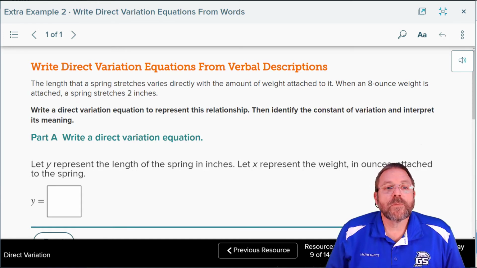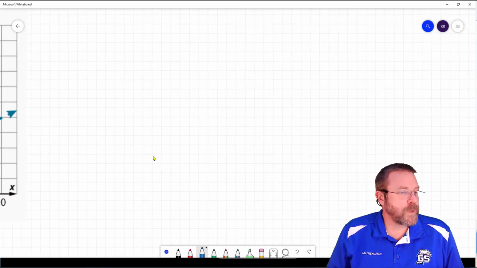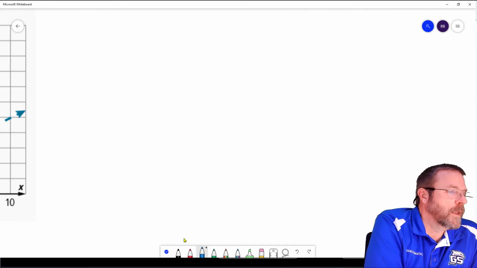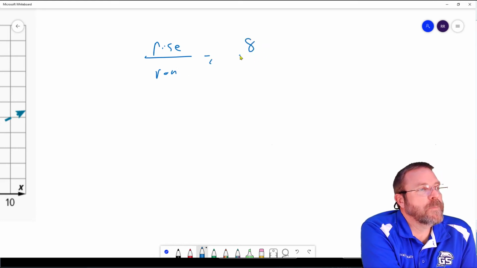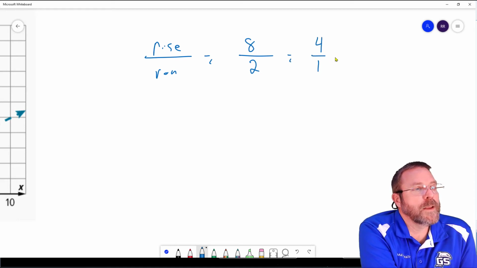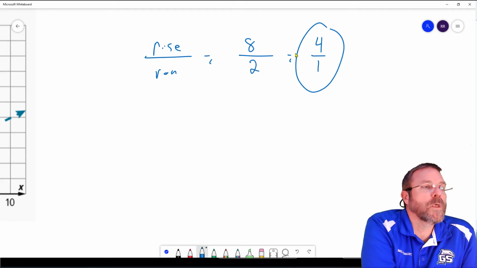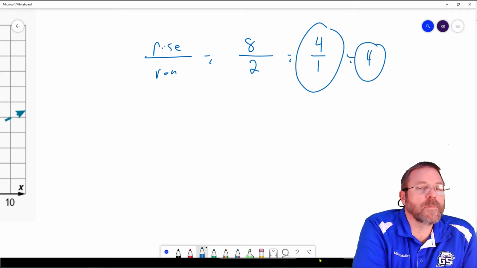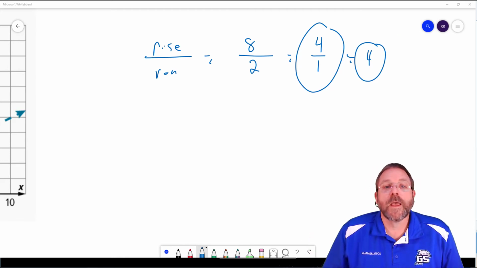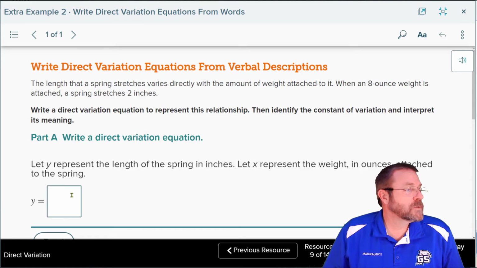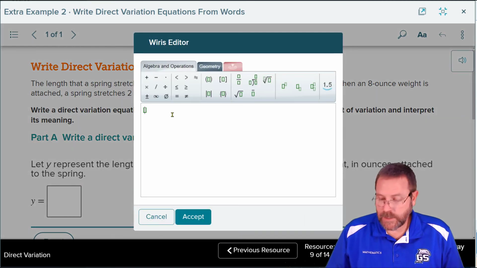Well, think about this. Let me jump over to our scratch sheet here. If we have a relationship where you've got a rise over run, where the rise is 2 inches of stretch for an 8-ounce weight, that means 1 inch for a 4-ounce weight, and that would simplify to be just 4. So the constant of variation is going to be 4 over 1, also known as just 4.